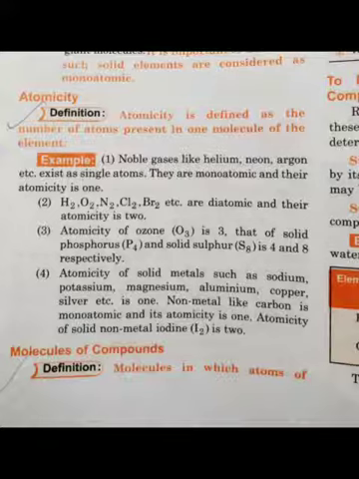Like if the element is diatomic, like H2 is diatomic, so its atomicity is 2. If we are talking about ozone, O3, it is triatomic, its atomicity is 3. Similarly, phosphorus P4 is tetraatomic, its atomicity is 4. And the atomicity of a solid metal is 1.